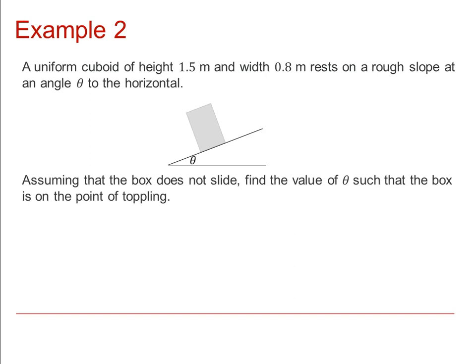Here's a slightly different question then, this time concerning a box which is on a slope, and we can vary the angle of the slope, and what we want to know is how far can we vary that, what's the greatest angle such that the box is just not toppling. In other words, what we say is it's on the point of toppling. Now we're assuming that the frictional force on the slope is great enough to stop it sliding down the slope.